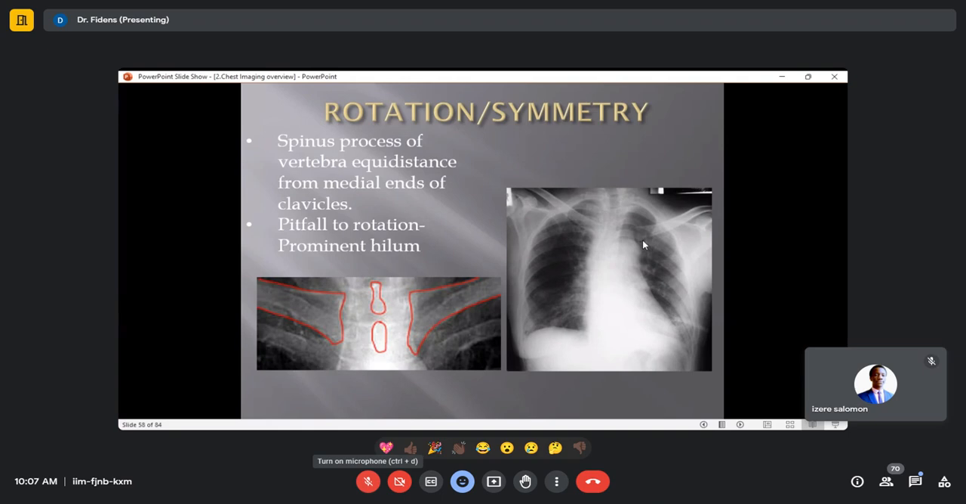No, it's to the left. The distance is bigger on the left side. I don't know if you are able to see the spinous processes. Can you see them? Yes, we can. So the line now, the distance from here to there, and from there to there. Where is the bigger distance? It is on the left side. So the patient was rotated to the left side, not the right side.